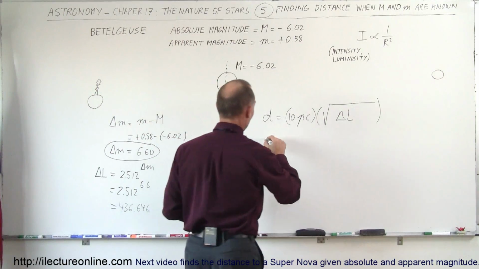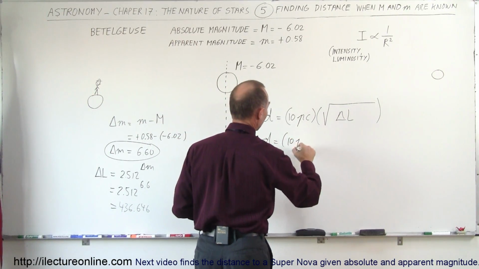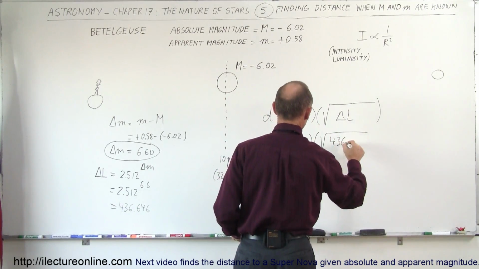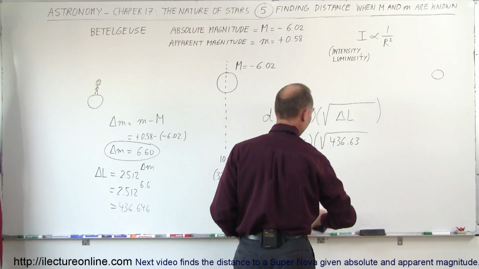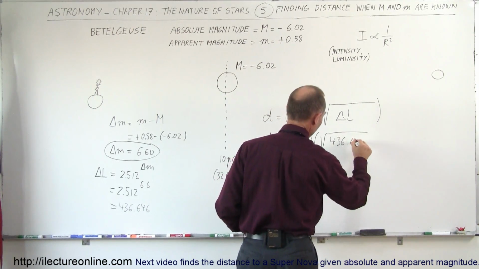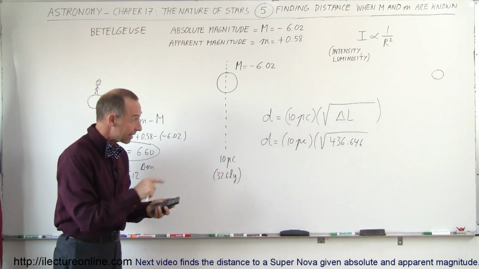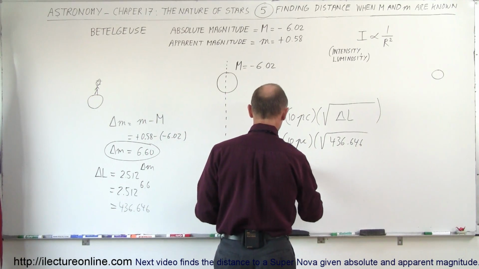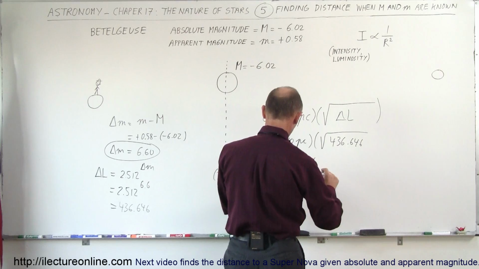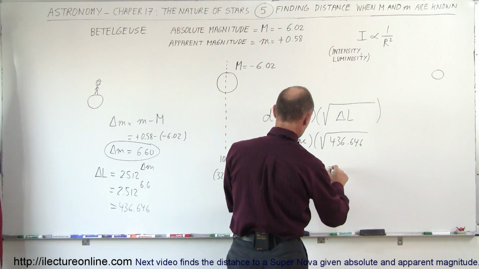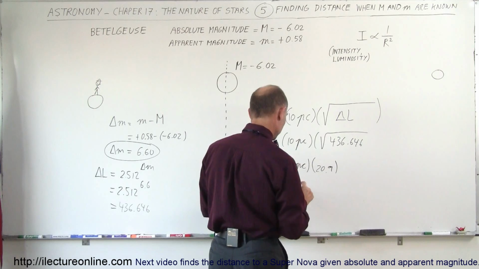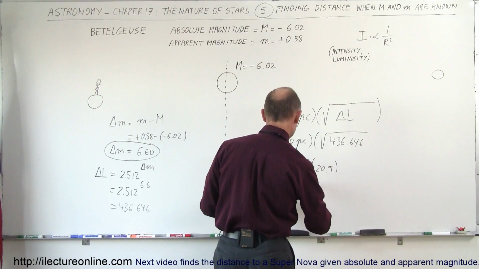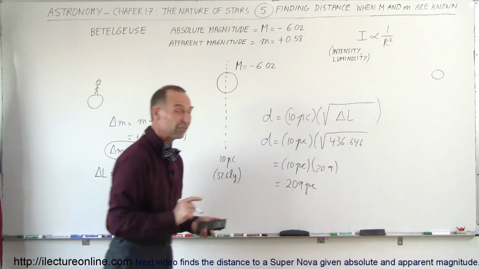So let's work that out. The distance to Betelgeuse is 10 parsecs times the square root of 436.646. Not that those decimal places really make much of a difference for us. So let's take the square root of that. Okay, and let me show you what that is. So that's equal to 10 parsecs times the quantity 20.9. And so that would be equal to 209 parsecs. So that would be the distance to Betelgeuse.